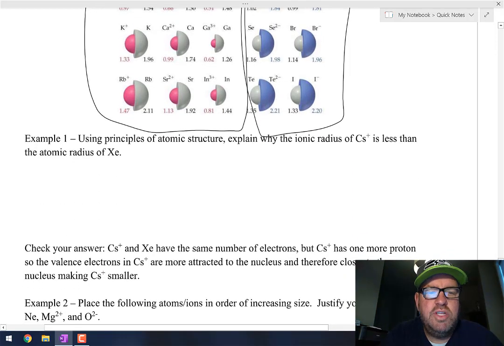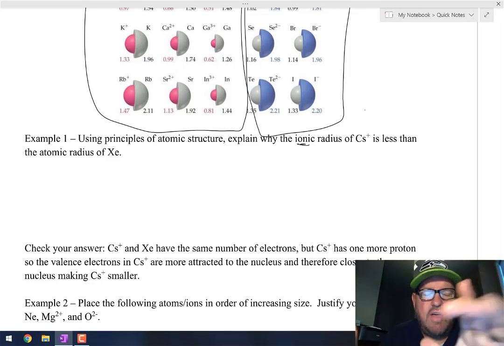So using principles of atomic structure, explain why the ionic radius of Cs plus is less than the atomic radius of xenon. So you might look at that and go, okay, well, cesium has lost an electron, and now it has the same number of electrons as xenon.